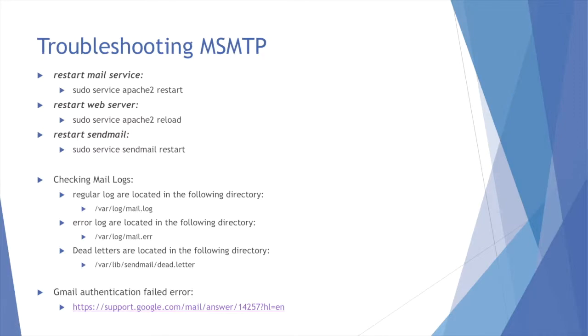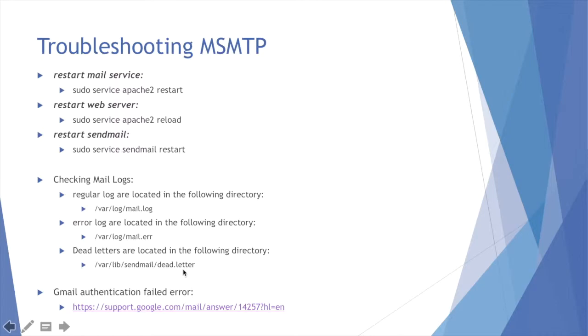If you get any notifications that you have mail in the terminal, you can check your mail by going to the logs. The regular logs are located in /var/log/mail.log. If there are any error logs associated with any mail, you can go to /var/log/mail.err. And the letters are located in /var/lib/sendmail.